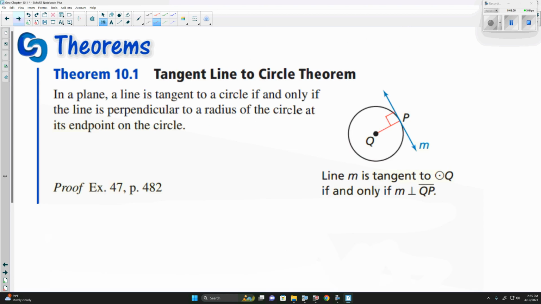Our first theorem for this chapter, tangent line to a circle theorem. In a plane, a line is tangent to a circle if and only if the line is perpendicular to a radius of a circle at its endpoint. So if we have this here, point P is the point of tangency, and we connect the radius to it. We have the radius that connects to that point of tangency. It and the tangent line should make a 90-degree angle. The radius and that tangent line will make a right angle.